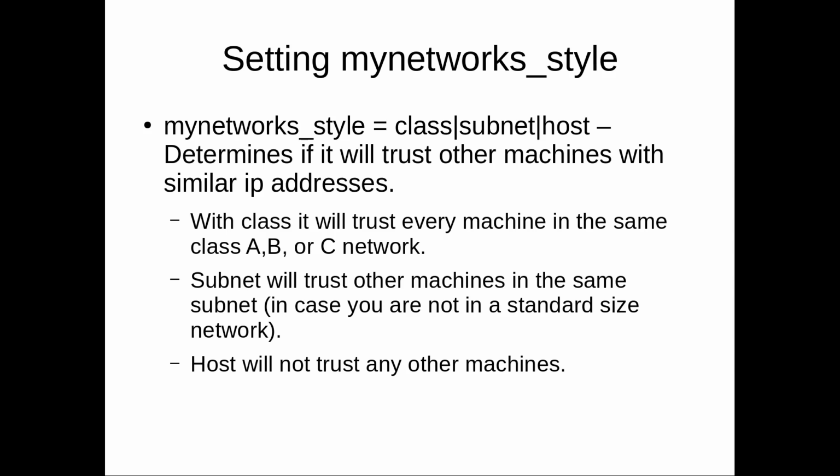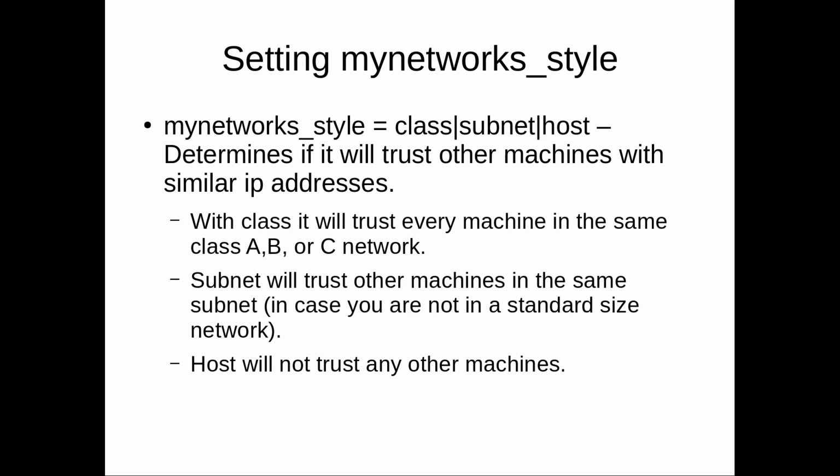Class is a little bit outdated. It says every machine in the same class-sized network, whether that's Class A, Class B, or Class C, is just determined based on what IP address you're using, and if it's expected to be a Class A, Class B, or Class C. Realistically speaking, though, you're probably using some form of private IP address inside your own organization, and you might have resized that to something non-standard.